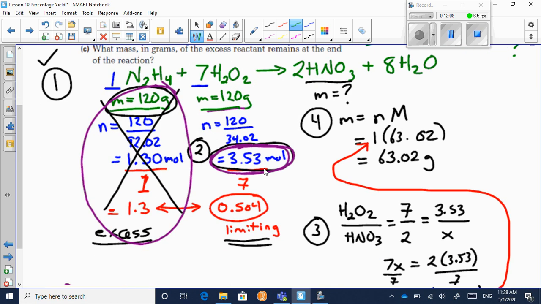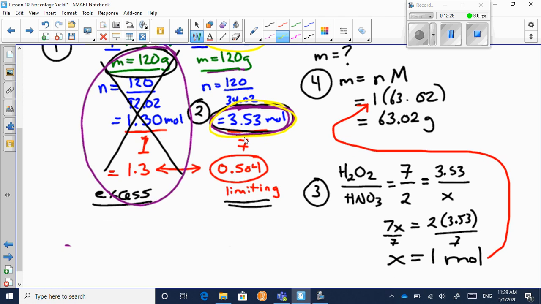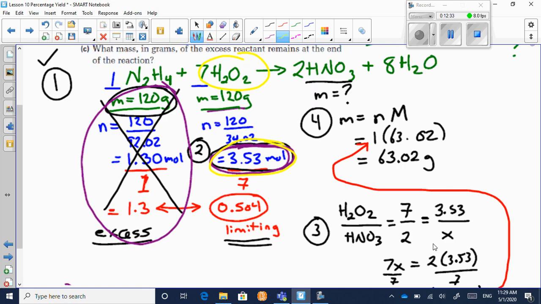And so I want to show you, here are the 4 steps of stoichiometry where we can determine which one was limiting. So we did that. We determined that the hydrogen peroxide was limiting. So we used that 3.53. We did our mole ratio. We figured out that we would produce 1 mole of the HNO3, and then we came up here and we got this. Now remember, using stoichiometry, you actually are calculating a theoretical yield.